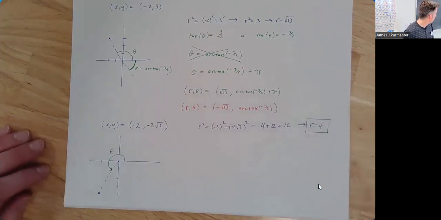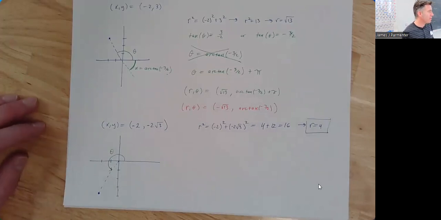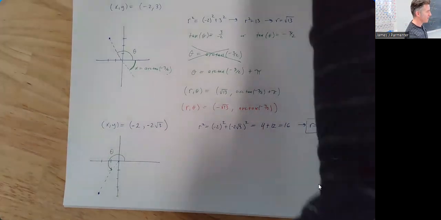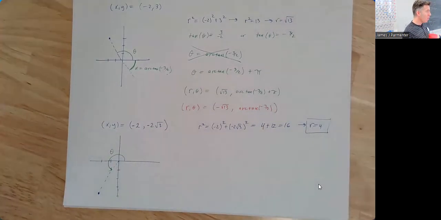It always is positive, because could it be negative? Technically, it could be positive or negative, but we default to r being positive. We don't make it negative unless we really have a good reason to, or the function we're dealing with is giving us negative r values.